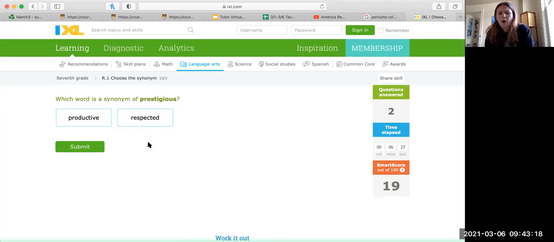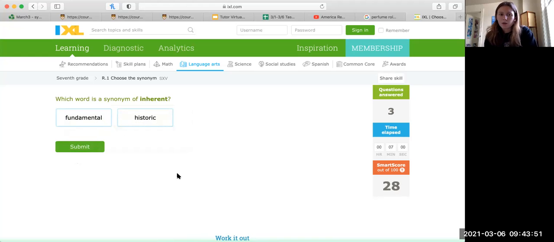Let's try replacing productive in there. She attends a very productive university. That just doesn't have exactly the same meaning as a prestigious university would be. That doesn't really make as much sense. I don't really know what a productive university necessarily would be. So let's try the other option. She attends a very respected university. Now that makes more sense, and that's a lot similar to what prestigious would mean. So it's going to be respected.